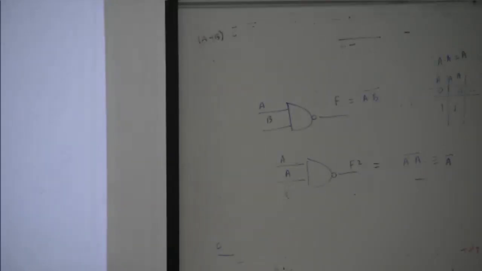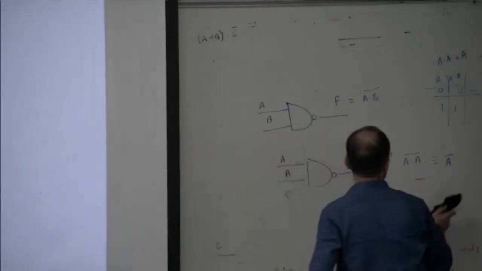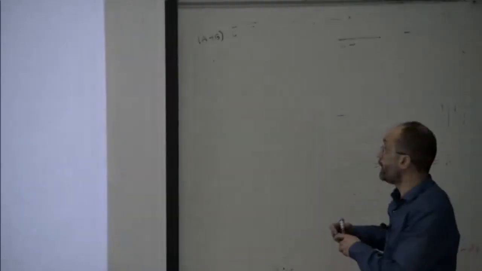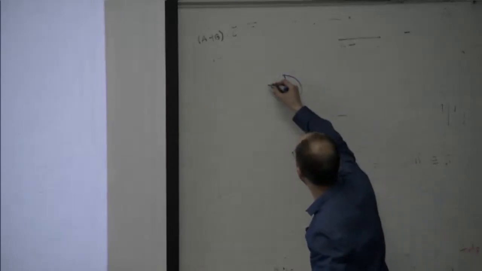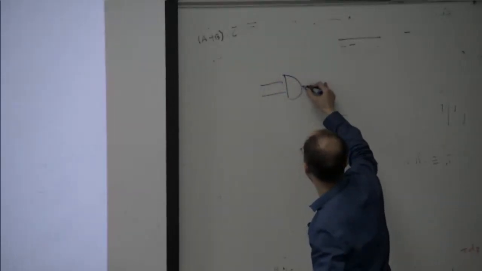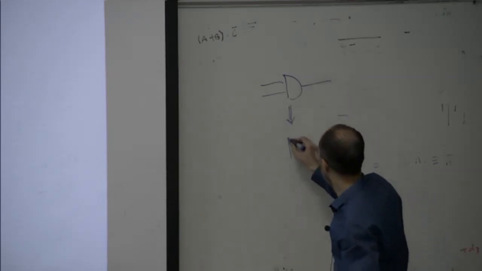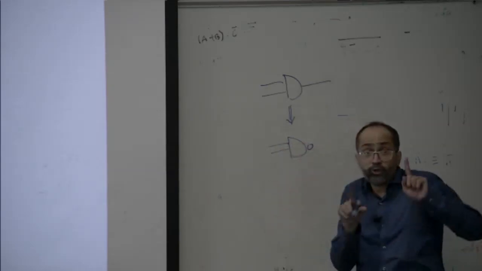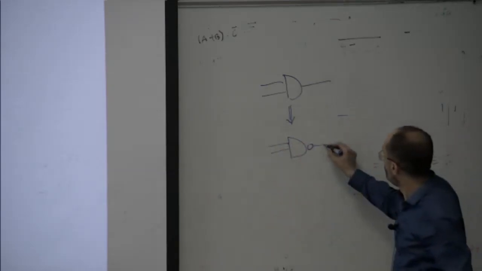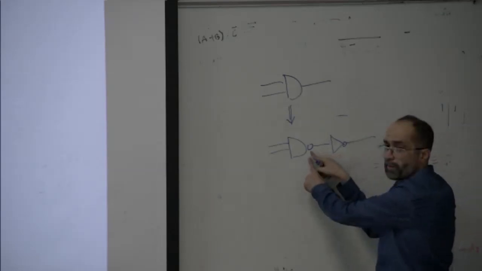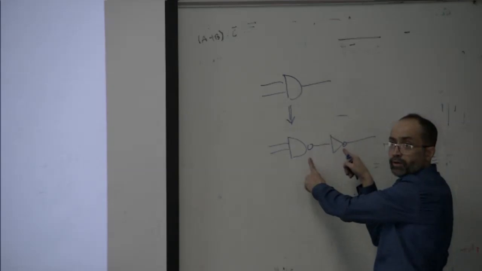Now we want to implement an AND gate using a NAND gate. How can we implement an AND gate? Can you see here? We want to implement an AND gate, so this is equivalent to what? Because we can only use NAND gates. Now this is a bubble and this bubble will cancel out.